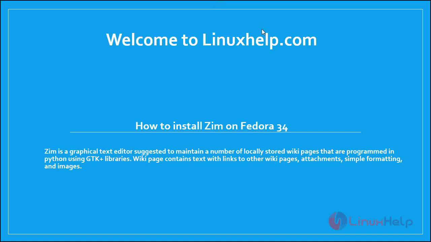In this session, we will see how to install Zim on Fedora 34. Zim is a graphical text editor used to maintain a number of locally stored wiki pages that are programmed in Python using GTK plus libraries. Wiki pages contain text with links to other wiki pages, attachments, symbol formatting, and images.